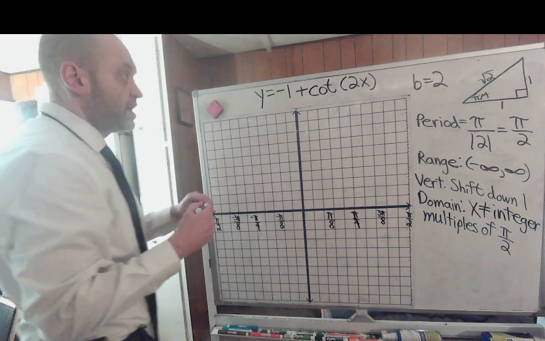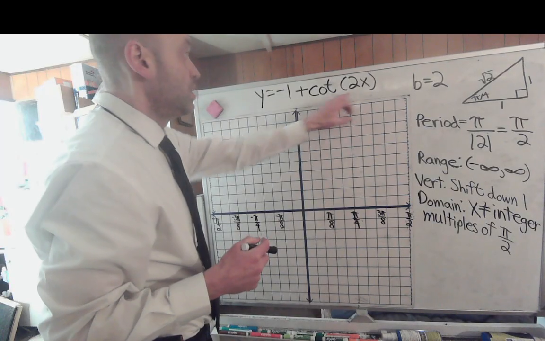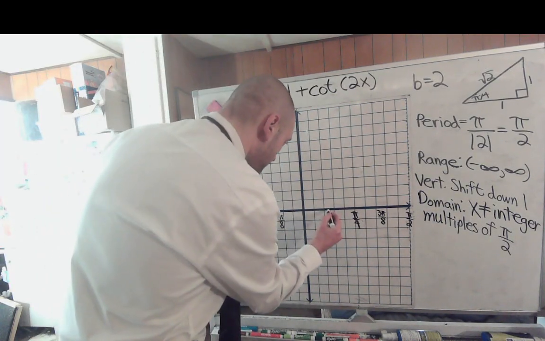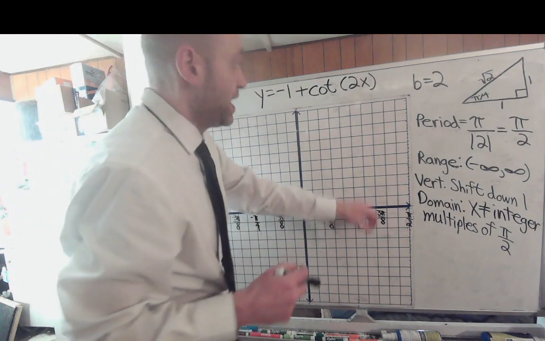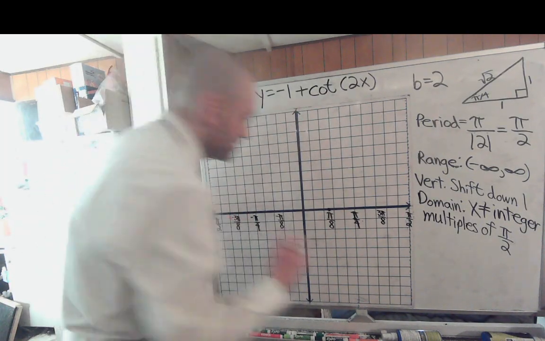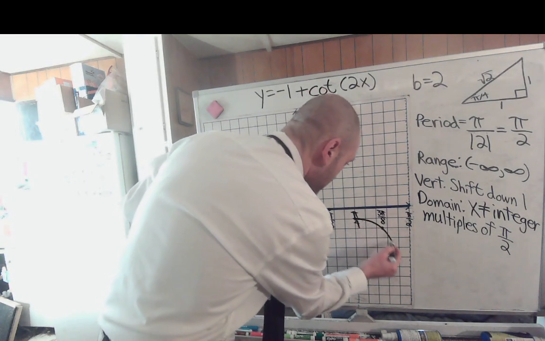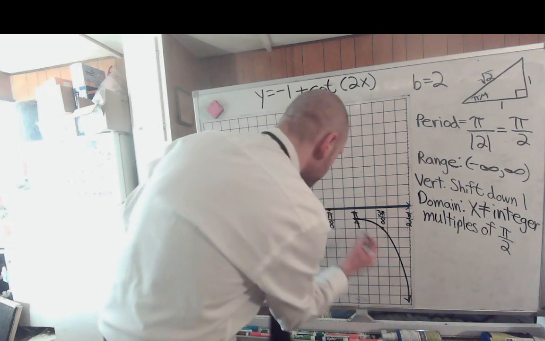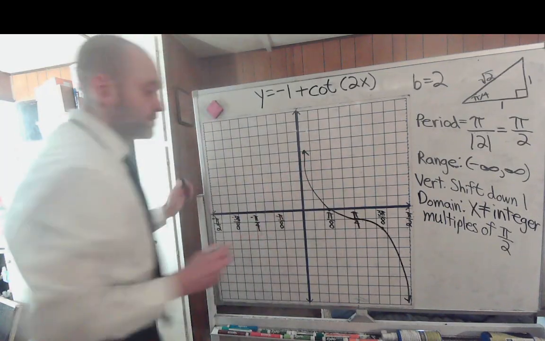Now let's put in pi over 8. That would give me the cotangent of pi over 4, which is 1, minus 1 is 0. If I put in 3 pi over 8, that would give me the cotangent of 3 pi over 4, which is negative 1 minus 1 turns into negative 2. So now I can go ahead and graph this. So there's the first period.